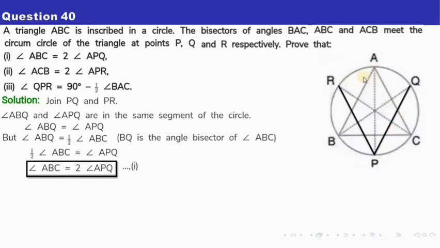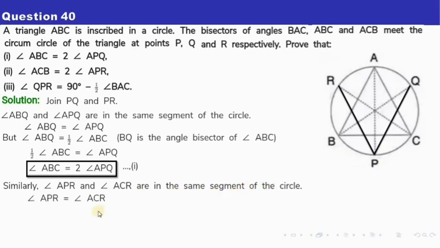All right, so one is APR, another is ACR, so both of them will be equal. APR and ACR are in the same segment of the circle, so that's why they will be equal to each other. Now we need to remove this ACR. ACR can be written as half of ACB, isn't it? So we have ACR equals half of ACB because CR is the bisector of angle ACB.